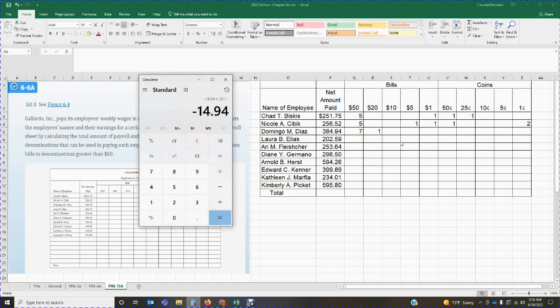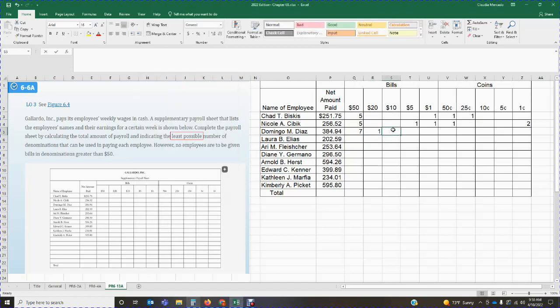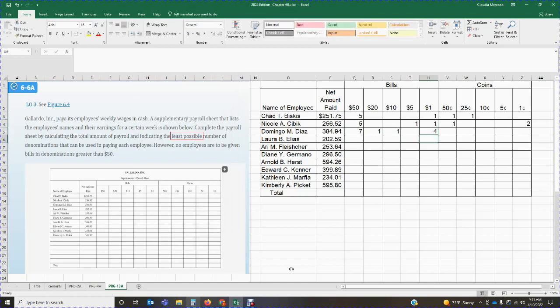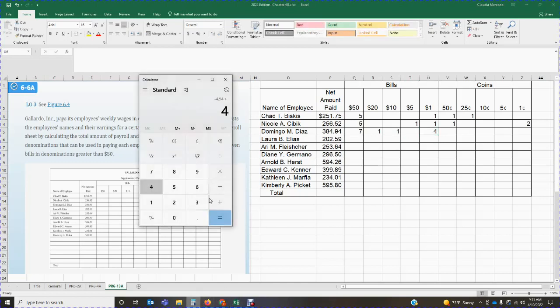So now what's my next bill? Well, my next bill is a 10. I'm going to give them one $10 bill. So I'm going to add the $10 bill, and then that leaves me with $4.94. Can I give them a $5 bill? Nope, not enough. So I'm going to have to give them $4 to complete that. So I'm going to add the $4.